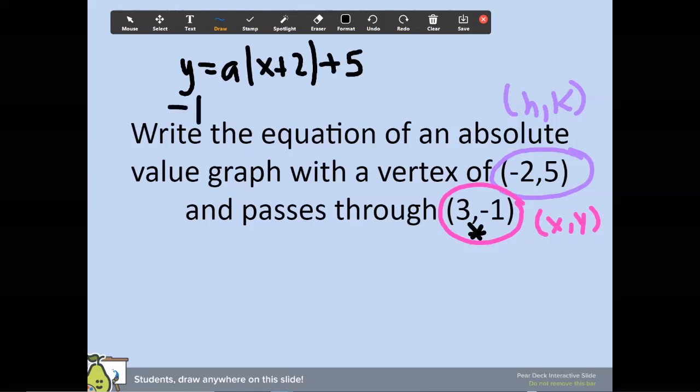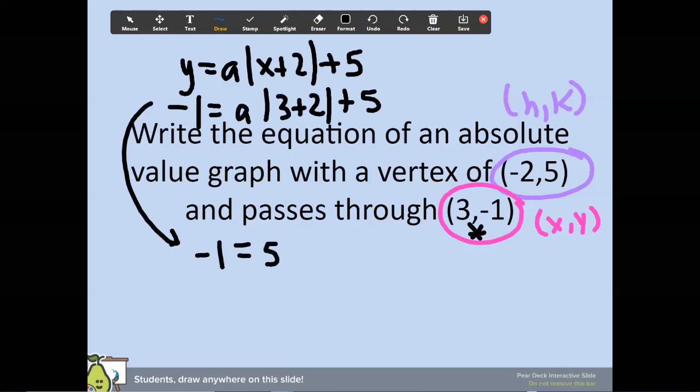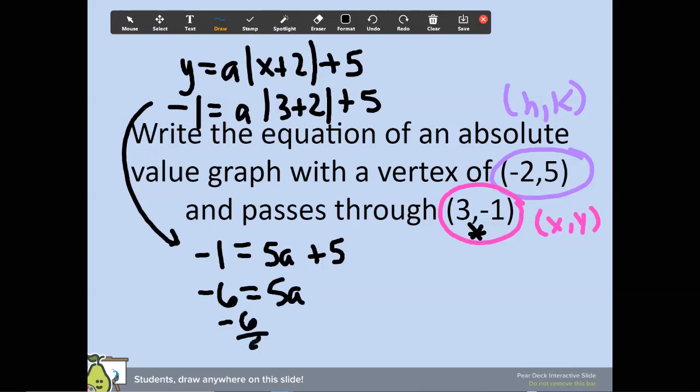So I am going to get negative 1 is equal to a times the absolute value of 3 plus 2, plus 5. Down here. So negative 1 is equal to 5a plus 5, because the absolute value of 3 plus 2, the absolute value of 5, is 5. I'm going to subtract my 5, getting negative 6, and divide by my 5, getting negative 6/5. So I am going to come back up here to my a. I am going to clean that up. And here, I'll do it in red. My a is negative 6/5, and that is my equation. Okay, next one.